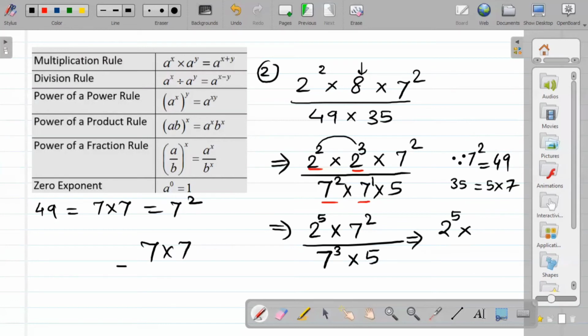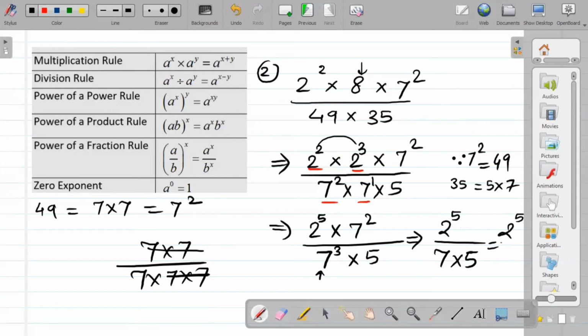7 square means 7 into 7. 7 cube means 7 into 7 into 7. So 2 7s will get cancelled. So what is remaining in the denominator? Only 7 will remain in the denominator. So my expression will become 2 raised to 5 divided by 7 into 5. And ultimately my answer is going to be 2 raised to 5 divided by 35.